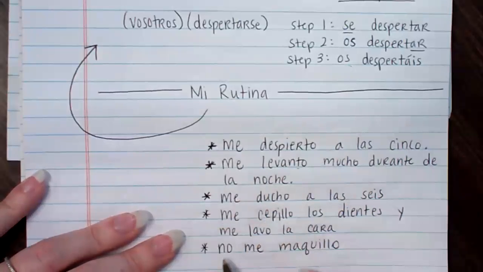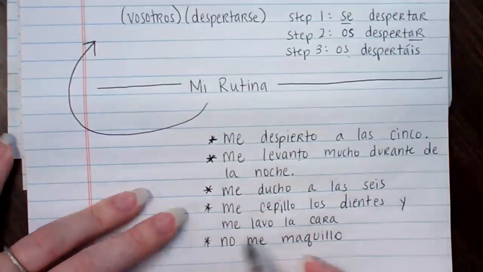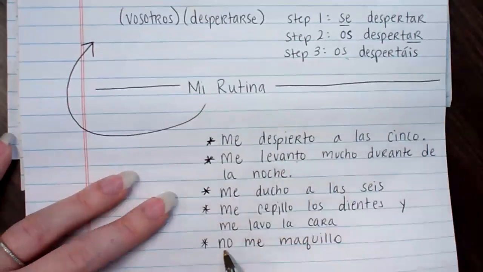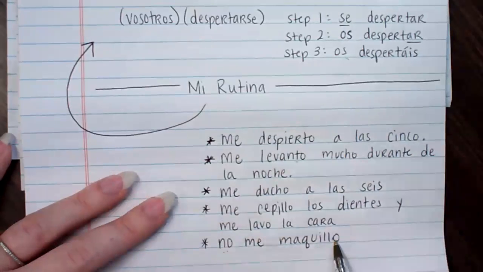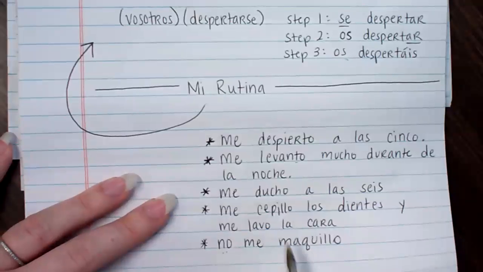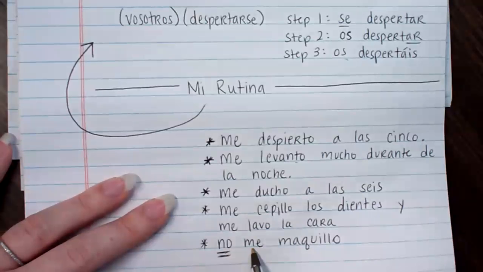So right now, because I don't really have anywhere to go, I come to school, but you guys aren't here. So I would say, no me maquillo. I don't put on makeup. So if you're saying a negative sentence, if you're saying that you don't do something, you put the no in front of both the reflexive pronoun and the verb.